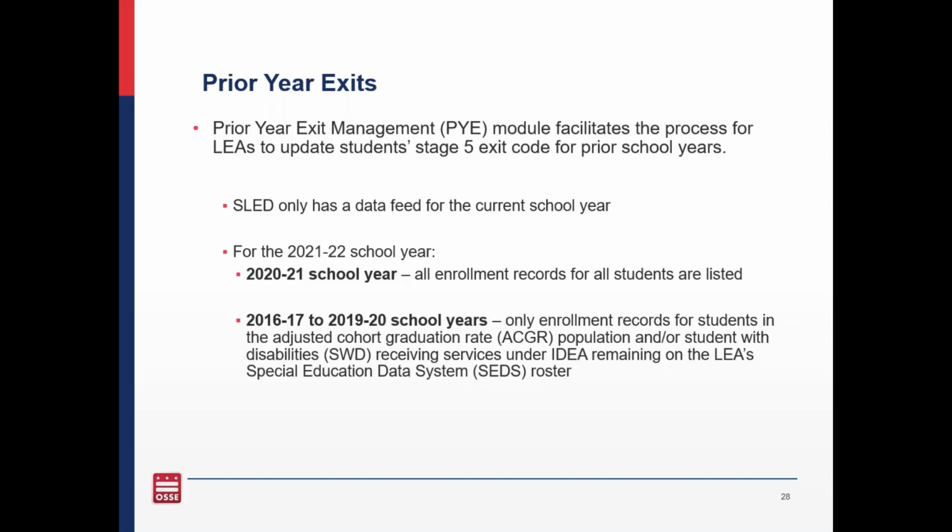So for school year 2021, we're showing all enrollment records that were received from your LEA for school years 2016-17 to 2019-20. You will only see enrollment records for 2 buckets. One, if you have a school that has grade levels 9 through 12 and you are able to graduate students, then you will see those students. The other group is if you have students with disabilities that are persisting on your SLED's roster, whether they are re-enrolled or not, and they are still receiving services under IDEA, you will see them listed as well.